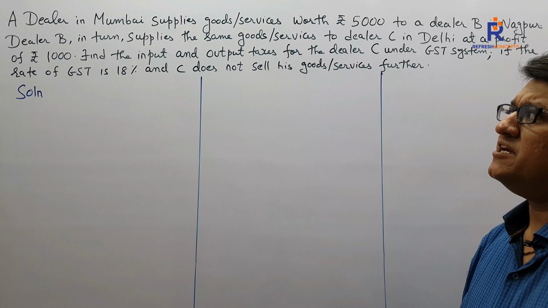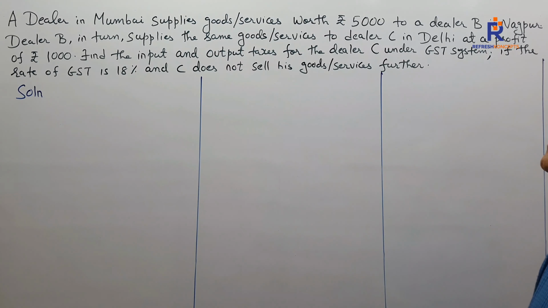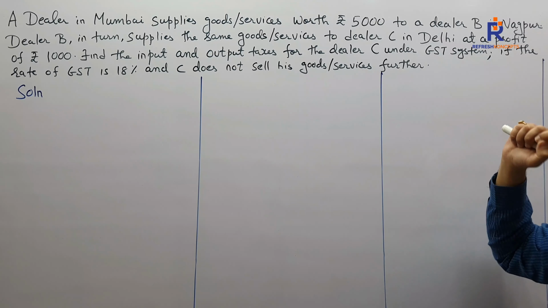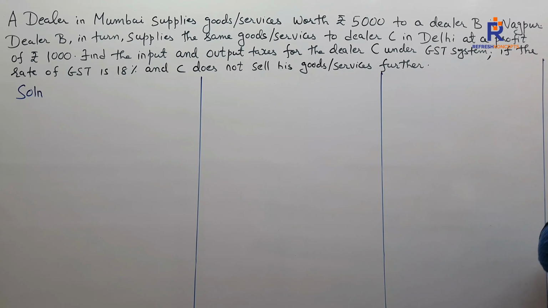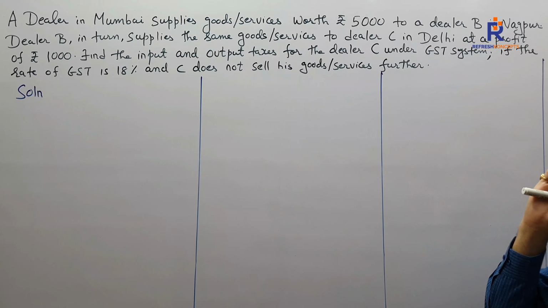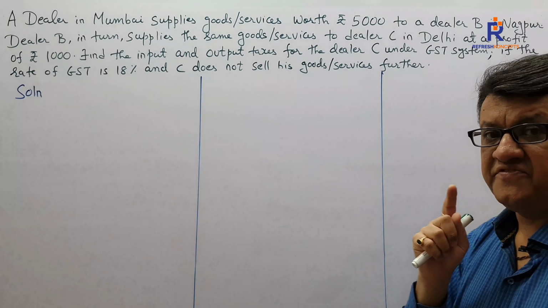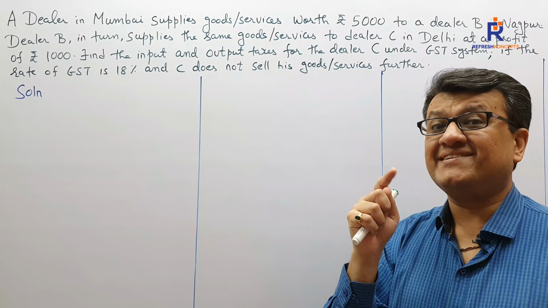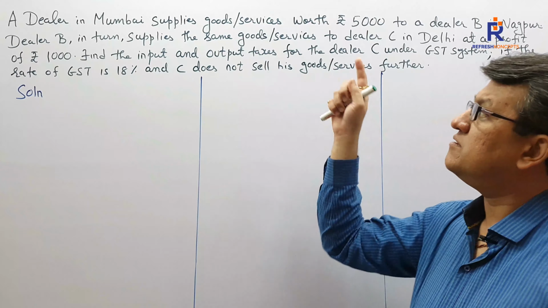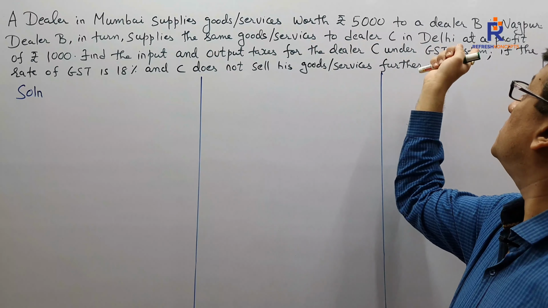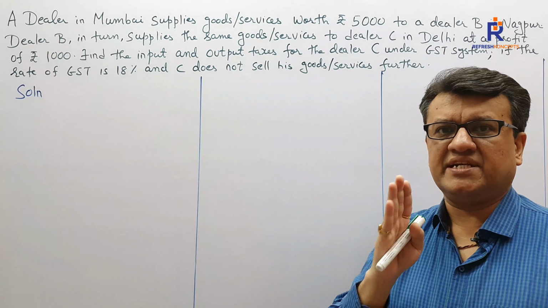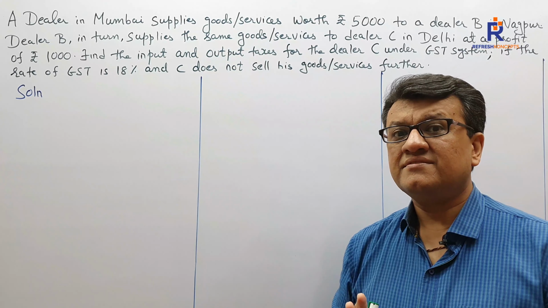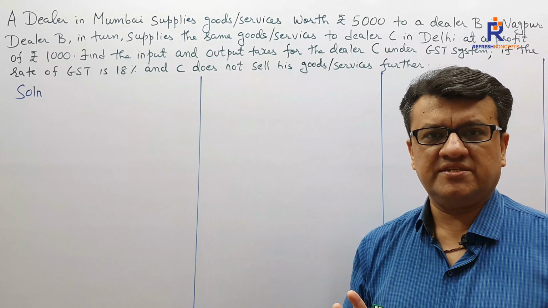A dealer A in Mumbai supplies goods and services worth rupees 5,000 to a dealer B in Nagpur. Okay, so now the city got changed. The very first thing we need to know is whether the states have changed, so whether it's intrastate or interstate. Mumbai, Nagpur, both in Maharashtra, intrastate, right? So when it comes to intrastate, CGST, SGST.